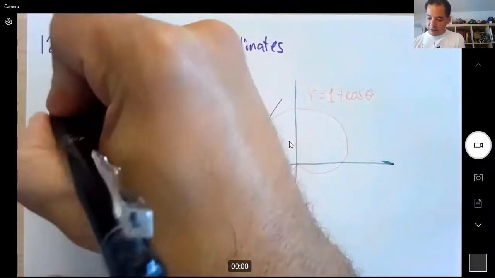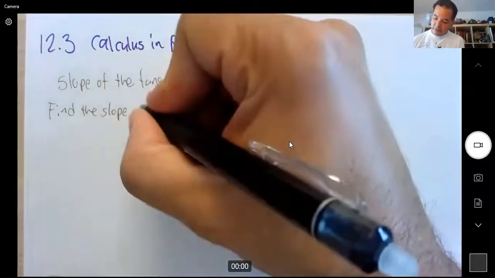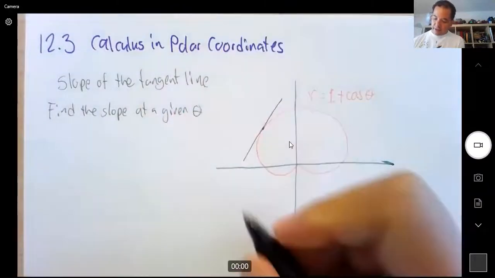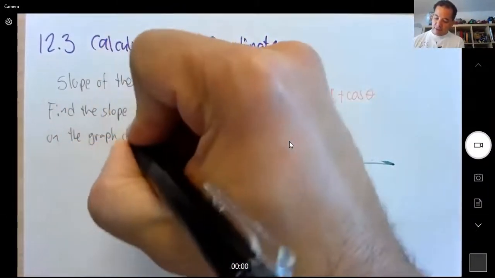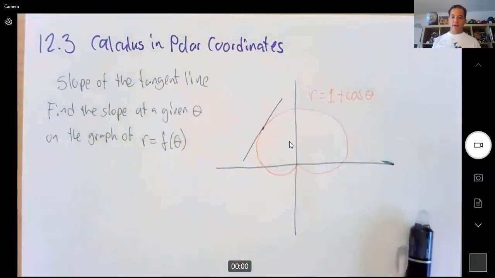So find the slope at a given theta on the graph of r equals f of theta. All right, so that's the general question. And how do we do it?